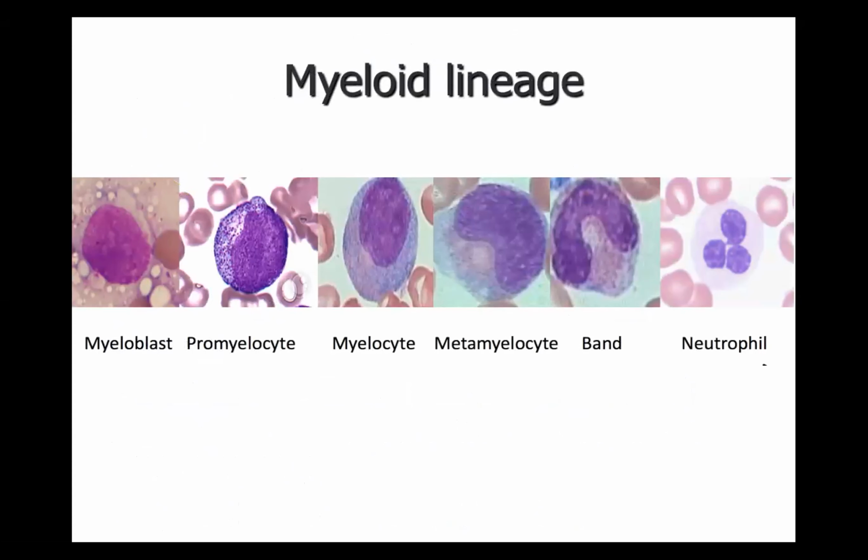So this is just a reminder of the myeloid lineage. It starts with the myeloblast, which is a large cell with prominent nucleoli, then promyelocyte, which has a lot of granules that are sometimes obscuring the nucleus. It's a large cell. Then a myelocyte, then you start having an indentation in the nucleus. This is the metamyelocyte, and when you have more indentation, more than half of the nucleus, or a C-shaped nucleus, it becomes a band, and then when it's segmented, it's a neutrophil.